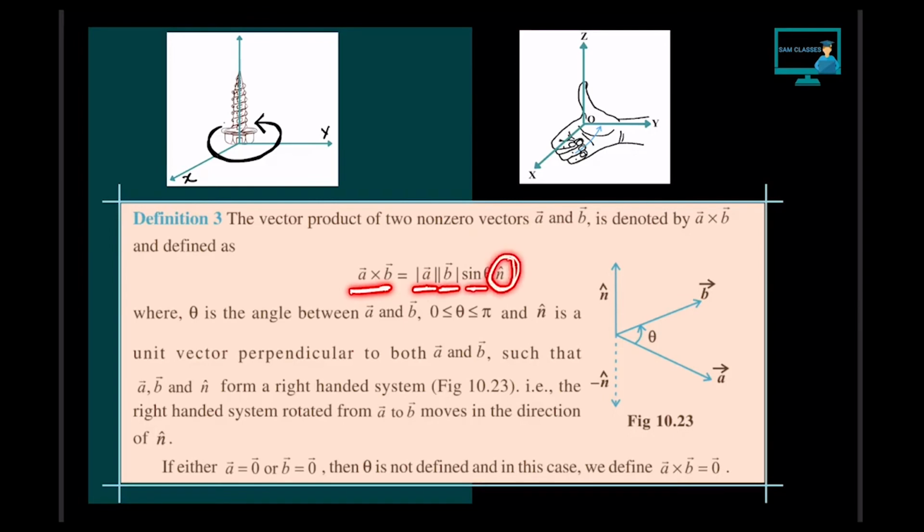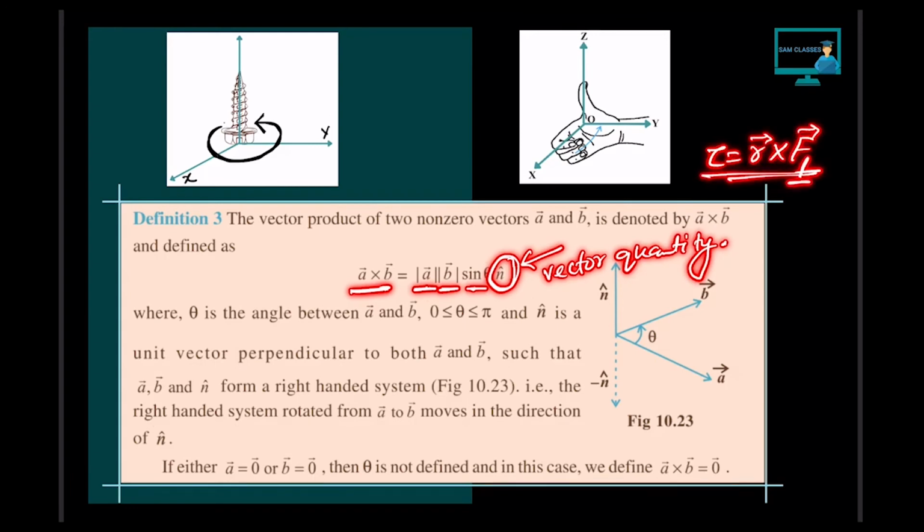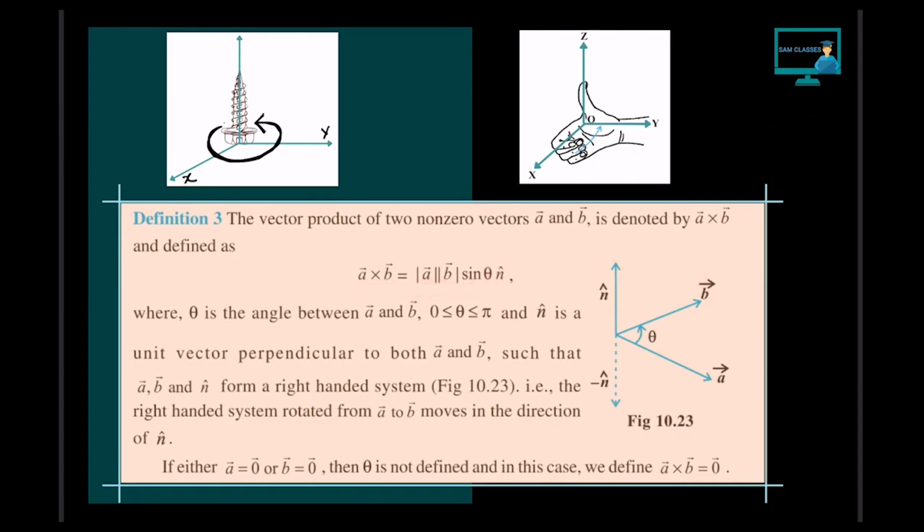And see, this n cap makes it what? A vector quantity. We have already done this in physics also, correct? Torque is equal to what? R cross F, a radius into force perpendicular, correct? So we all know that.